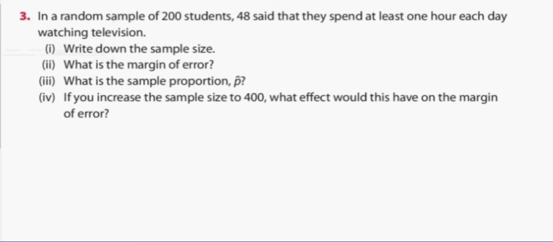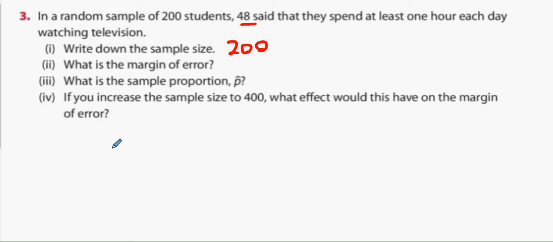Now, in a random sample of 200 students, 48 said they spent at least 1 hour each day watching TV. Write down the sample size. Sample size is 200. The more people that are in your sample, the more accurate your answers. That's a universal truth, right? What is the margin of error?